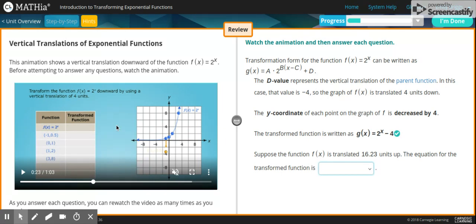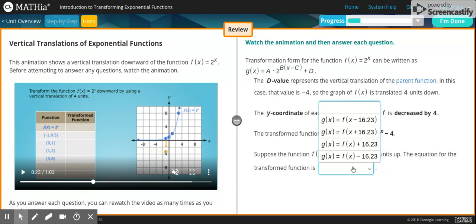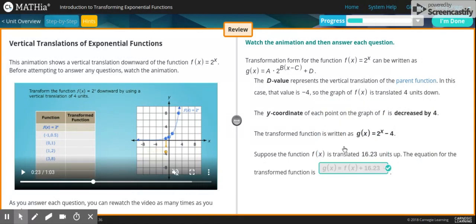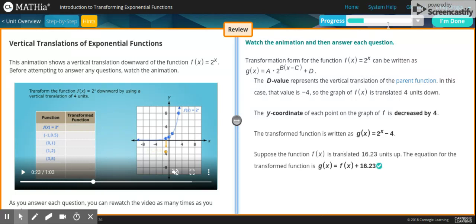Suppose the function f of x is translated up 16.23 units. The equation for the transformed function would be g of x equals whatever your f of x is plus 16.23. Because again, it can't be in the parentheses. And then you're ready to move on to your next problem.